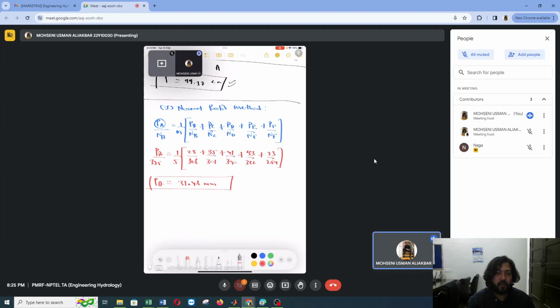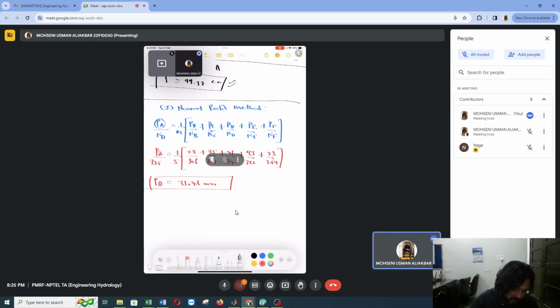So this is how we have solved this. We have just substituted the values and got the value of PA as 31.46. This was based on the normal ratio method. Now let us see, if you use the inverse distance method or inverse distance square method, what value of PA comes. It should be closer to this value, 31.46. So let us do that.